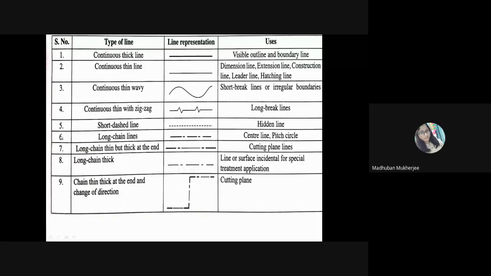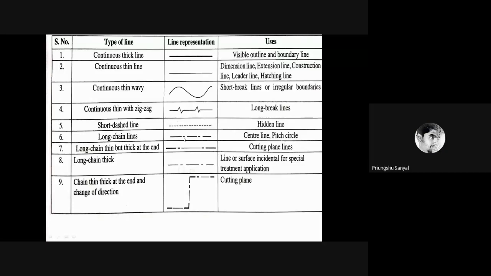Sir, is that a hyphen or a dot in the long chain line? You can use dot, not an issue. You can use hyphen also, but if your drawing size is very small, you cannot use a long hyphen. Then you can use dot, or you can use a small hyphen. That is also a center line.